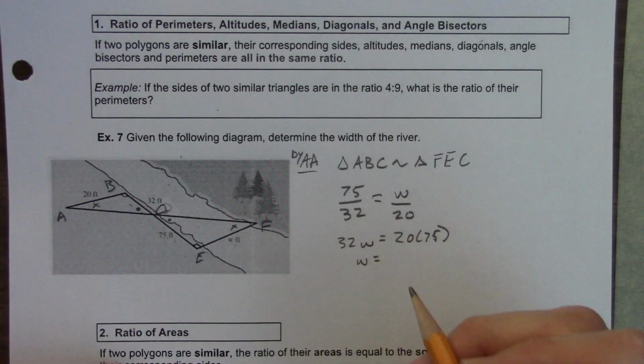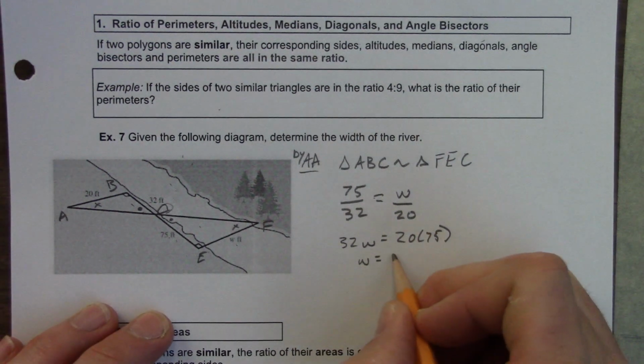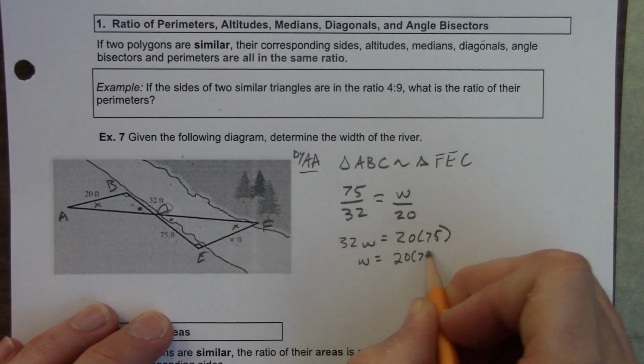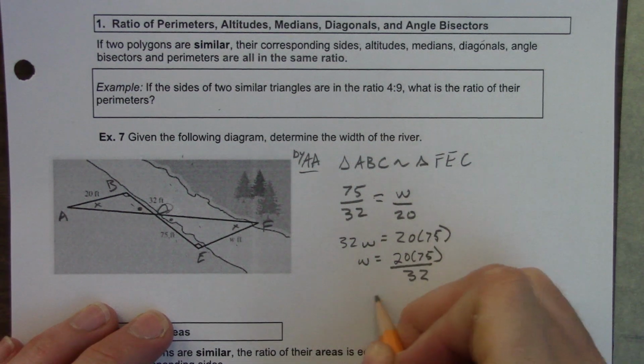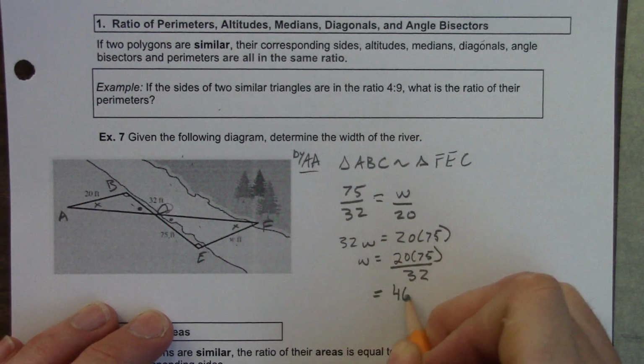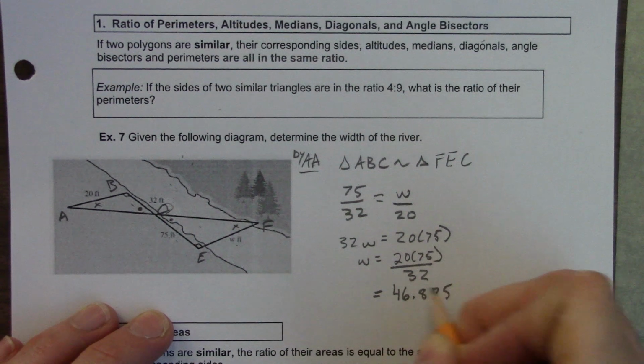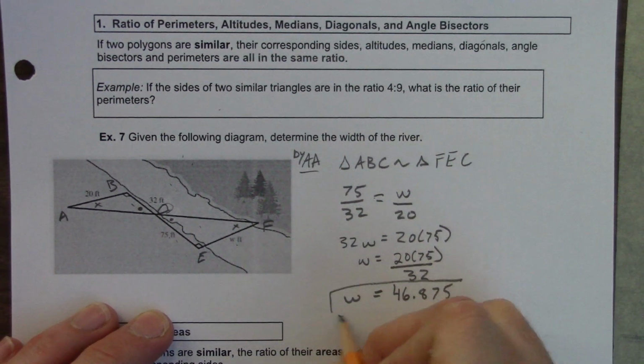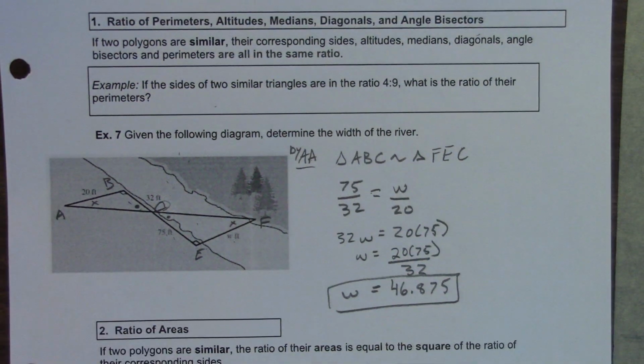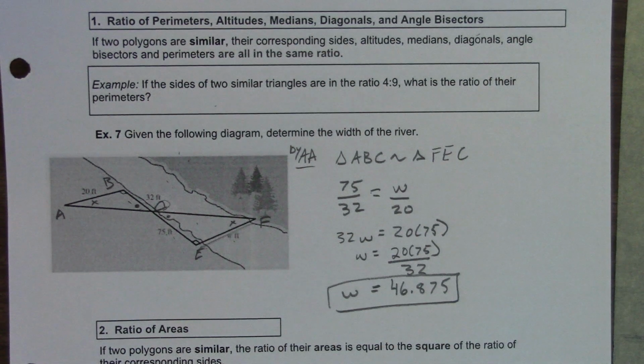W is equal to, you're going to do this on your calculator, 20 times 75 divided by 32, which is 46.875. Okay? That's the width of the river right here, E to F.